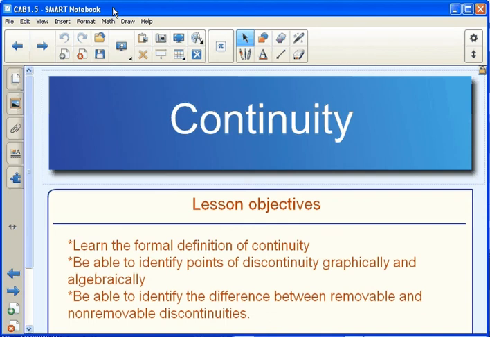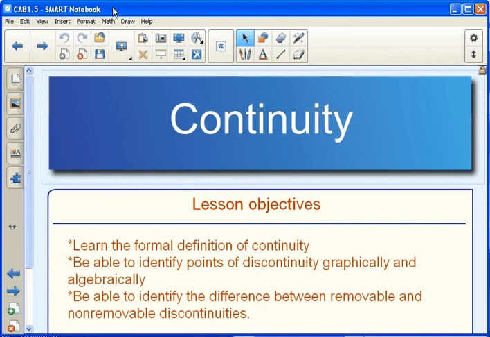Continuity. Up to this point, you probably have just talked very vaguely about what it means for a function to be continuous, but what we're going to do today is learn the formal mathematical definition of continuity, and then we're going to be able to identify points of discontinuity graphically and algebraically, meaning looking at them on a graph and by looking at just their equations. And we're also going to be able to identify the difference between two different kinds of discontinuities.